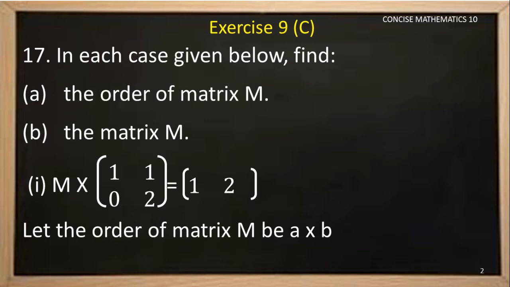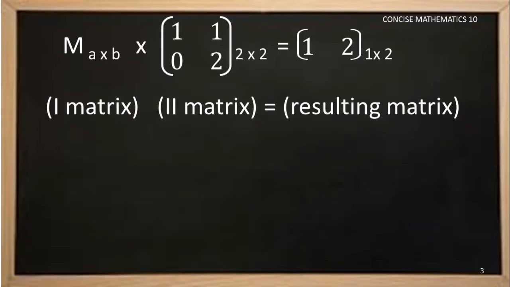So let us imagine that the order of the matrix be A into B. That means the number of rows is represented as A and the number of columns is represented as B. In this case, we don't know the order of matrix M. So without knowing the order, we cannot find the elements. So the order of the matrix is defined as A into B. Just observe this carefully, children. Matrix M is of the order A into B.